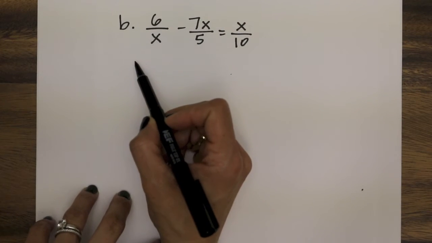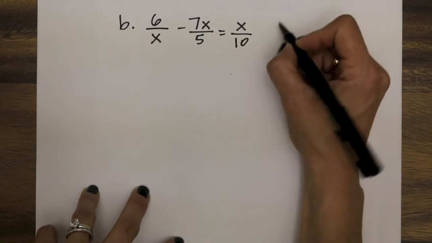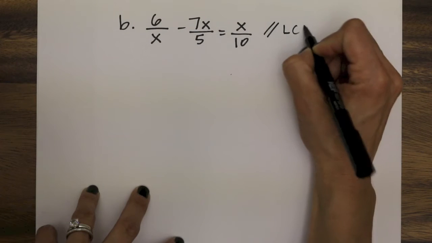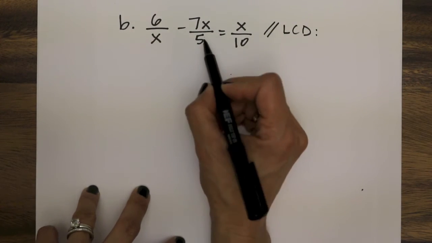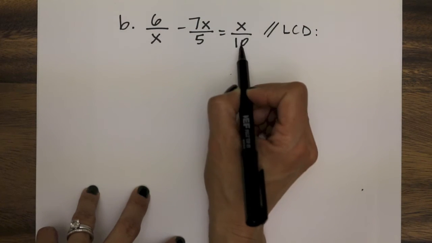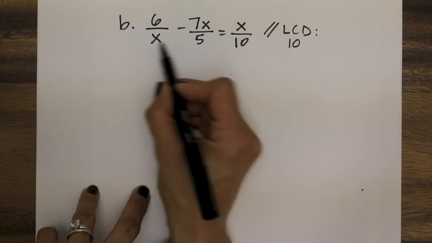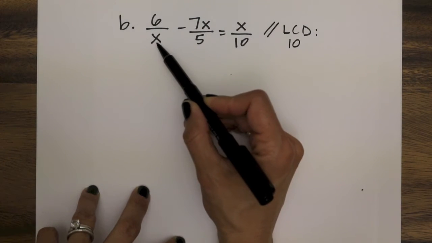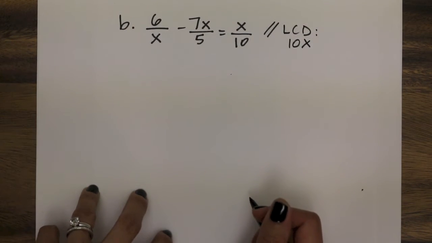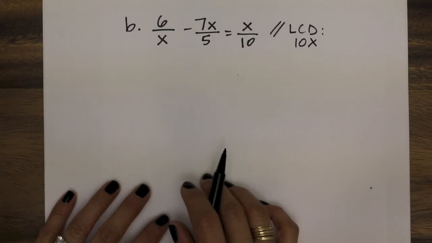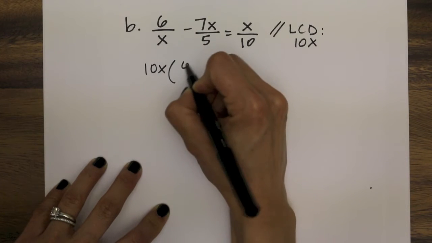This example says 6 over x minus 7x over 5 equals x over 10. So step 1, we're going to identify the LCD. So if you look at the denominators, let's start with the numbers first. You have 5 and 10, so you're figuring out which number both of them will fit into, so we'll use 10. And then the only other thing in the denominator we have would be x. That's our variable, so we'll also include x. So we have 10x as our LCD. Once we identify the LCD, we're going to multiply it to both sides of the equation. So we'll go 10x times the left side of the equation.